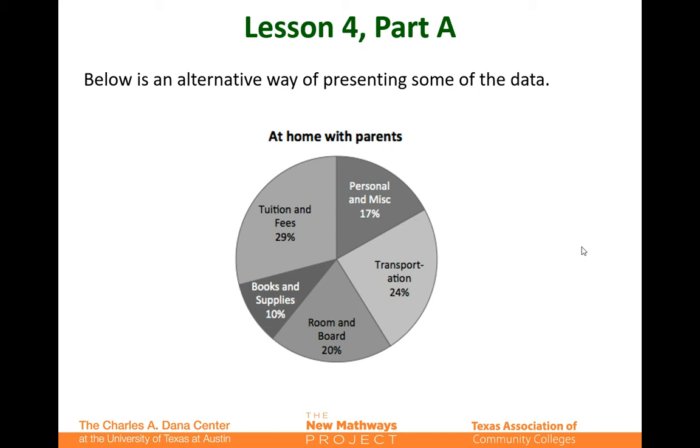This is called a pie chart. Anytime you have a pie chart, all of the percents have to add up to be 100. But one of the nice things is you can look and you can somewhat estimate what percentage things cost based on how big a section that is. We can see tuition and fees is more than 25%. It's more than a fourth.